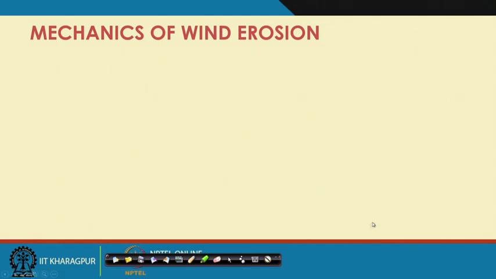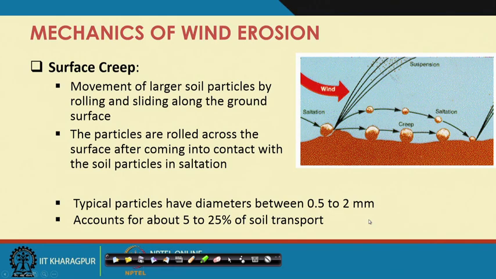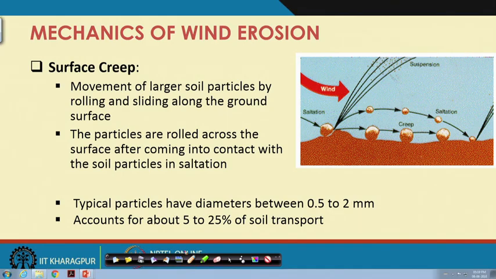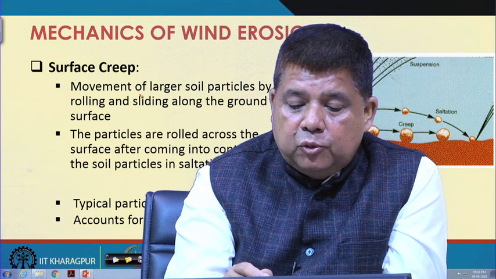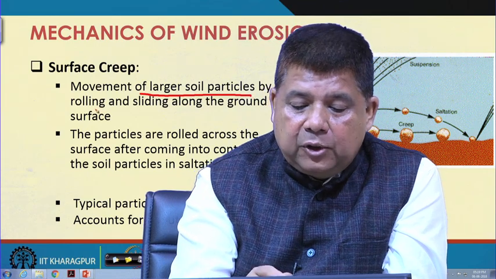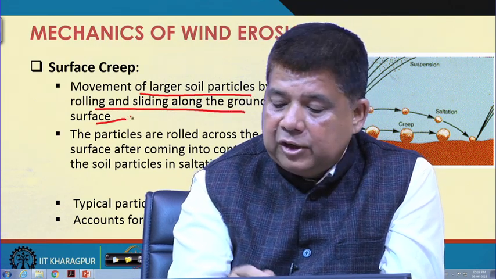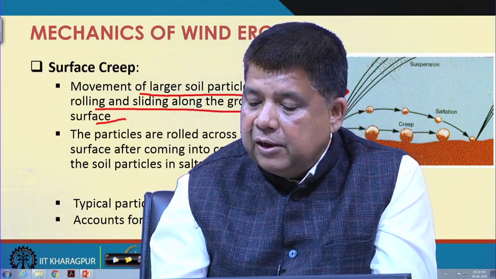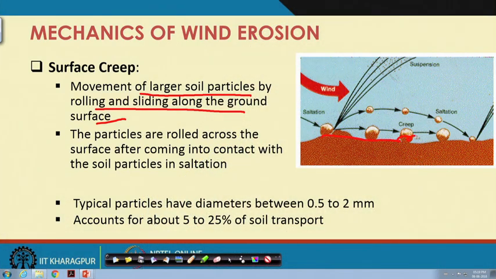And then we come to the last movement process, that is referred to as surface creep, and it is the movement of larger soil particles by rolling and sliding along the ground surface. So, here they either roll or they slide along the soil surface.